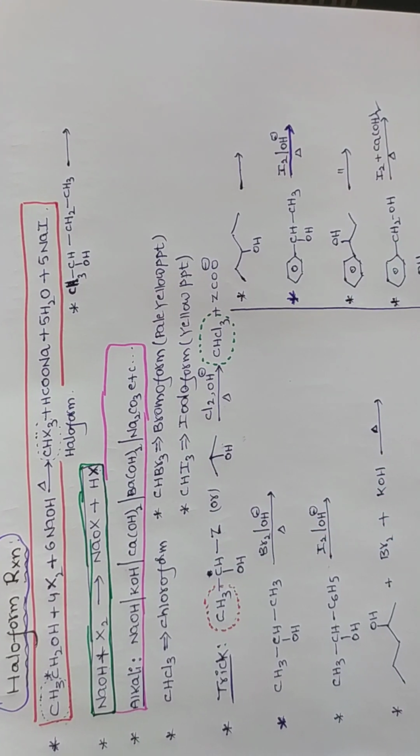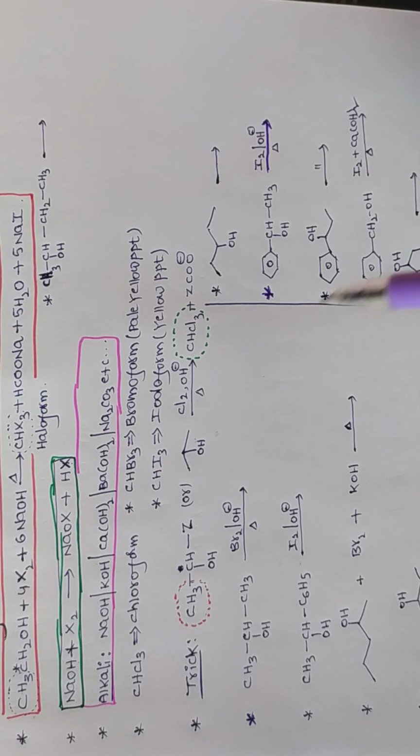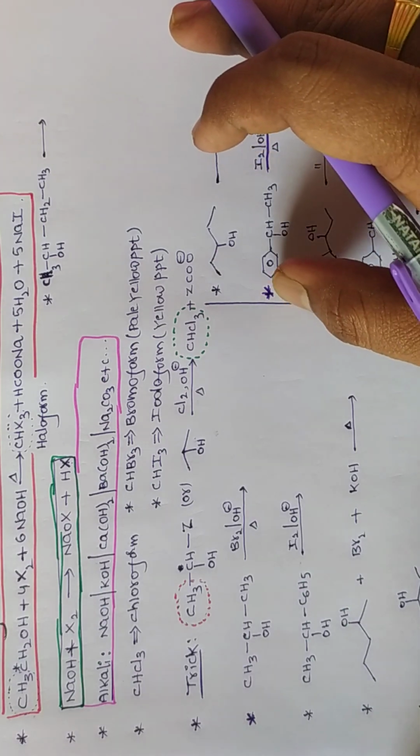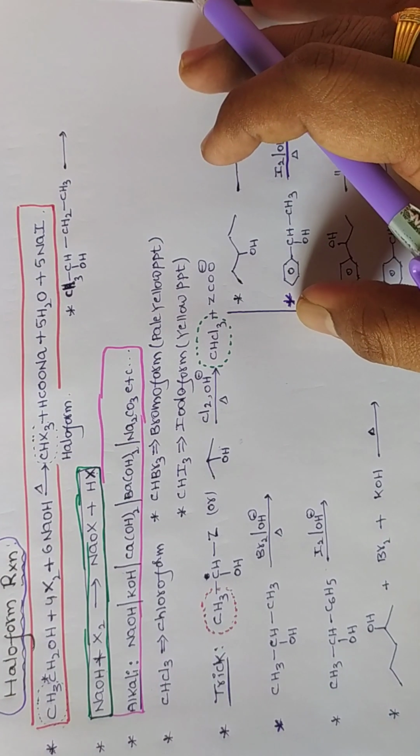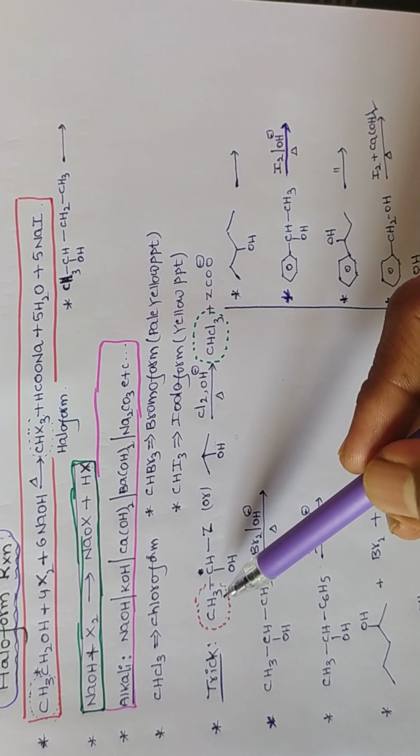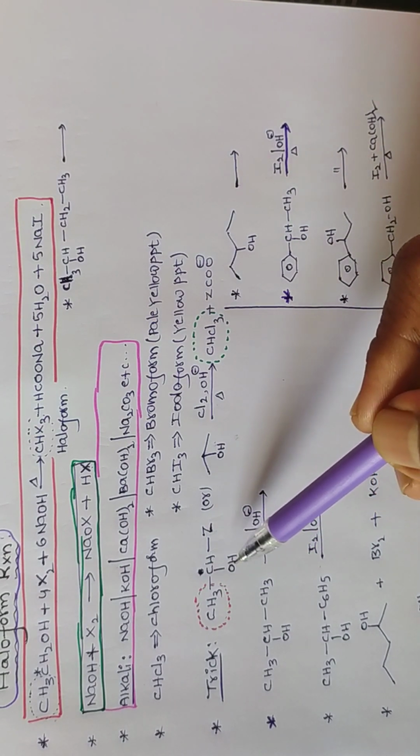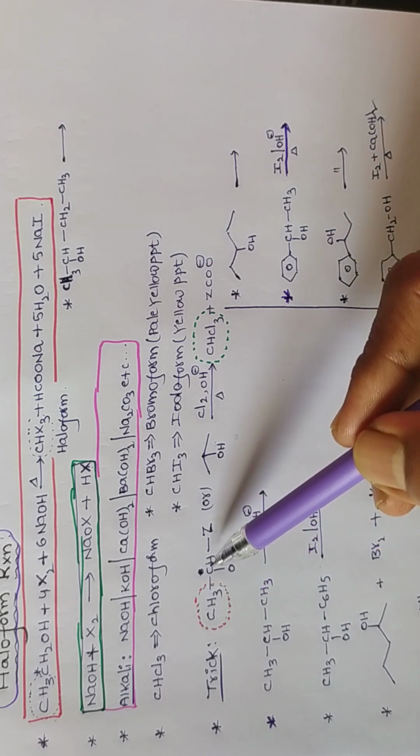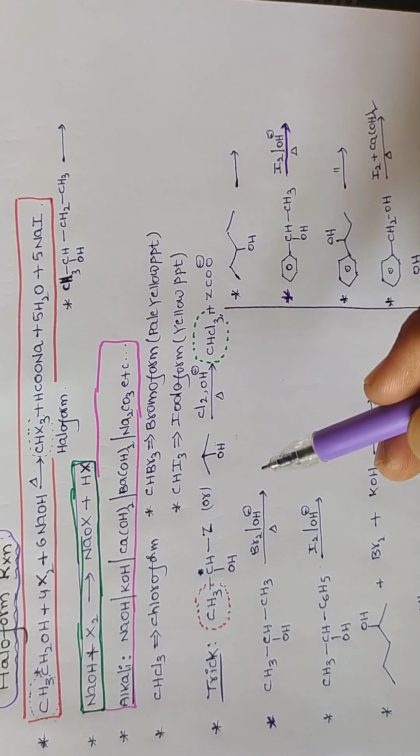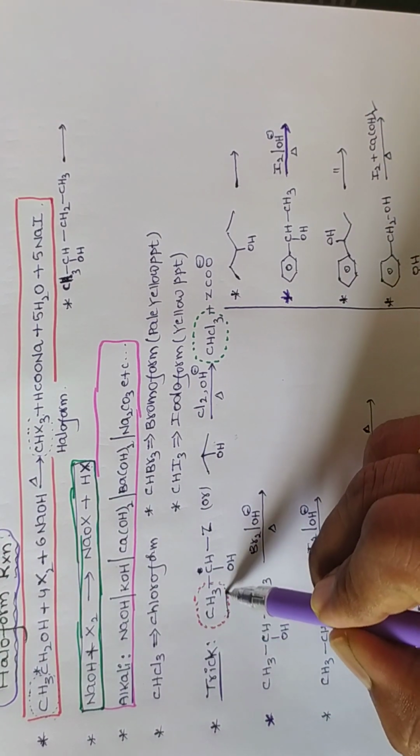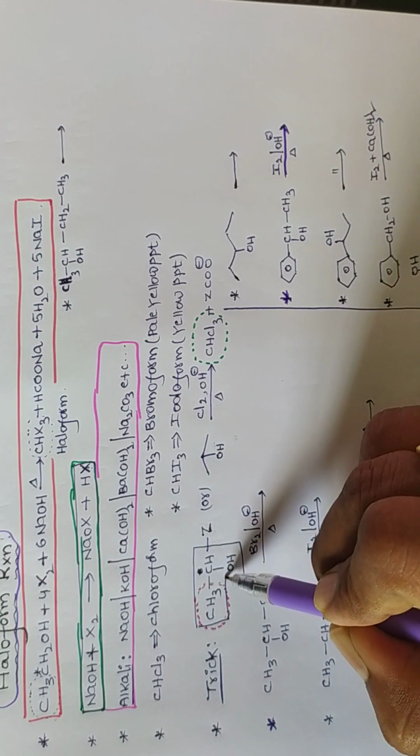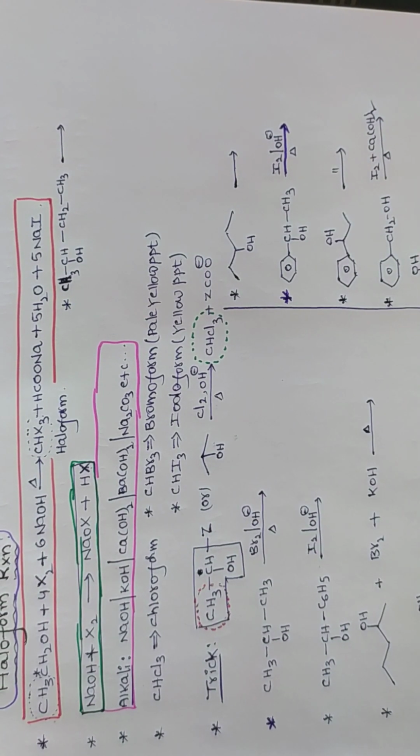Next, how will they ask the questions? They will give some species and ask whether it undergoes the haloform reaction or not. First, how to identify this kind of question? Generally, the alcohols which have the CH3CHOH group, then always they will give a haloform reaction. The alcohols which have this group definitely give a haloform reaction.